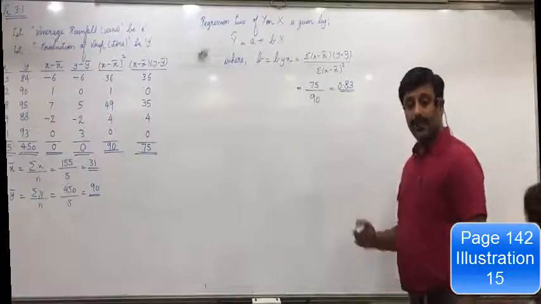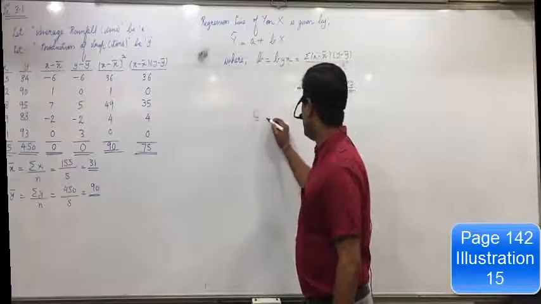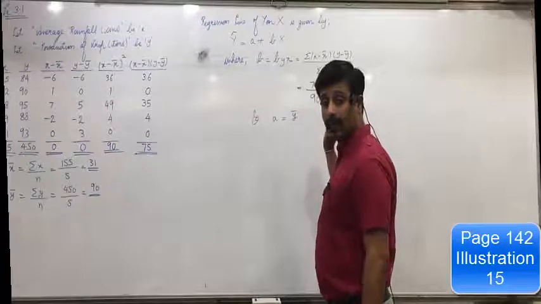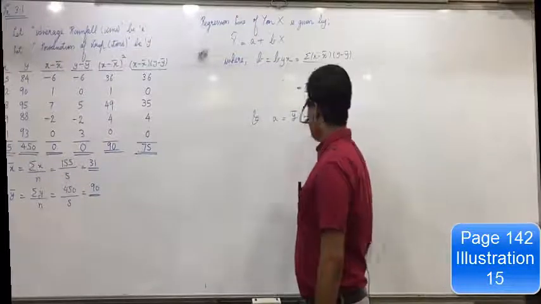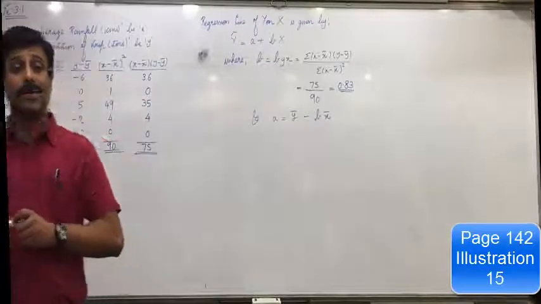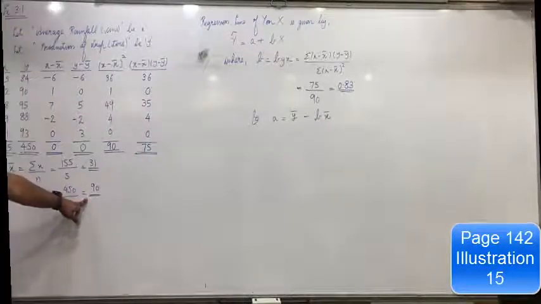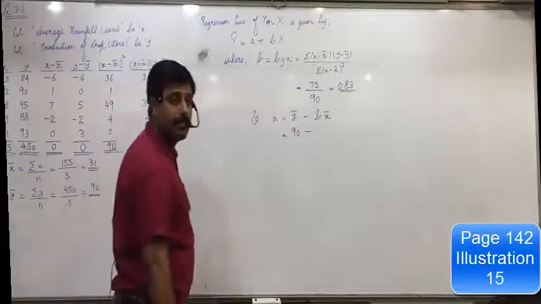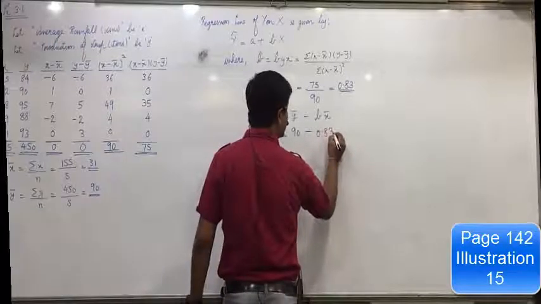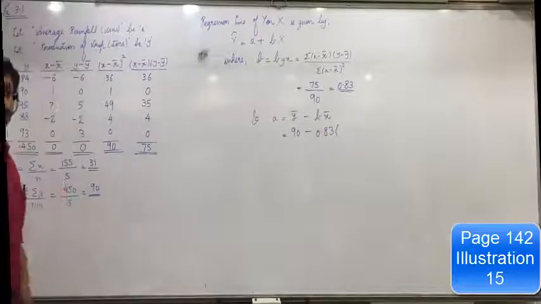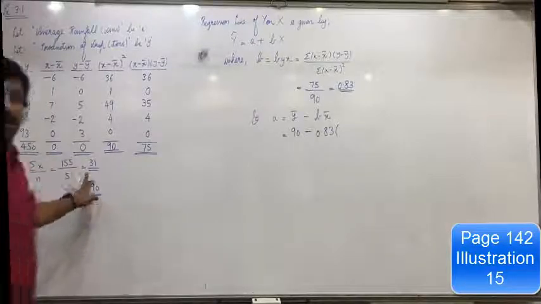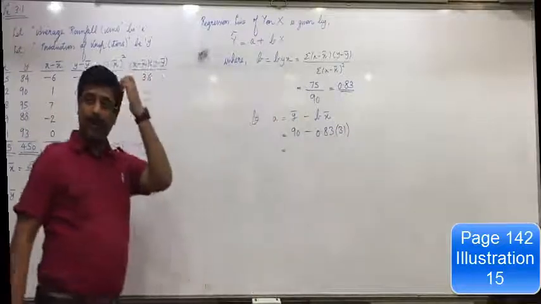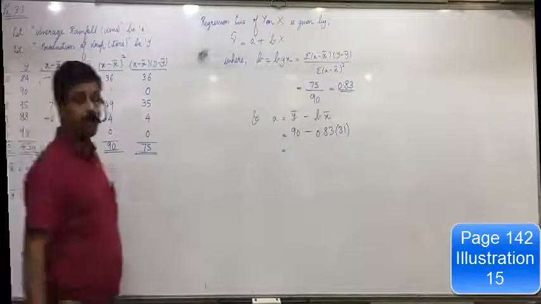Now, after this, a is equal to y bar minus b x bar. A we will find as y bar minus b x bar. Y bar, all of you can see, is obtained as 90. So 90 minus 0.83 into x bar, which is 31. Any confusions?